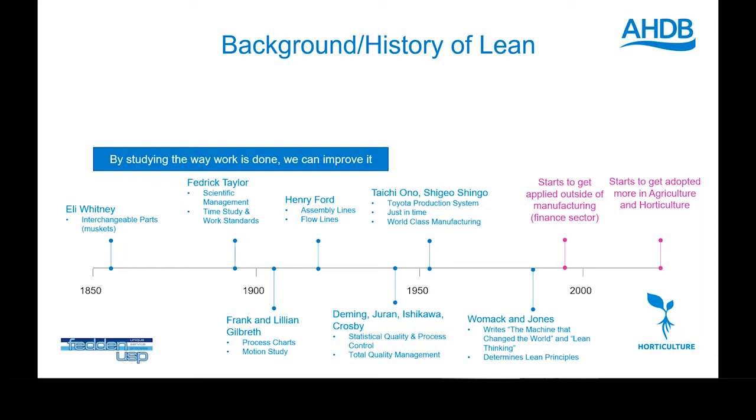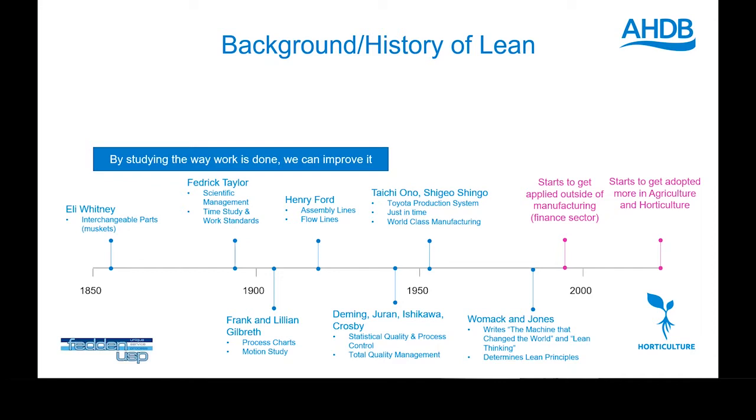So as I said in that blue box across the top, what that first bit told us is that by studying the way work is done, we can improve it. So really having a deep understanding of the work, we can make it better. But what happened was that was very much telling it to the people, and it was very much on the basis of we'll only produce one type of car and not have any variety.